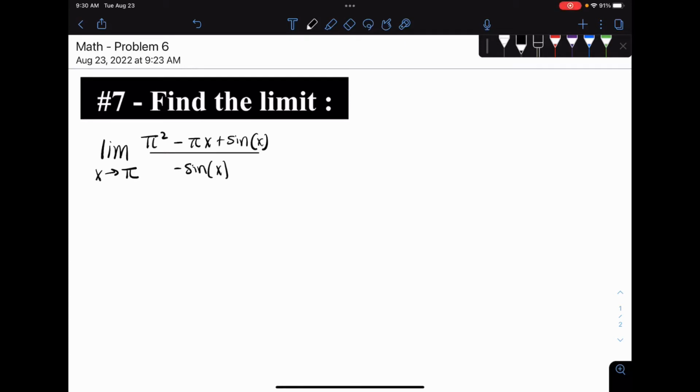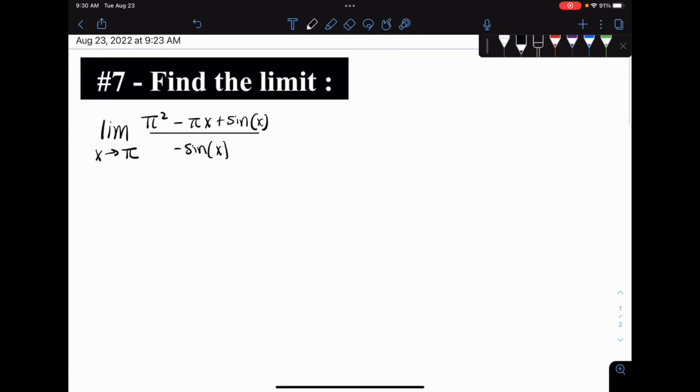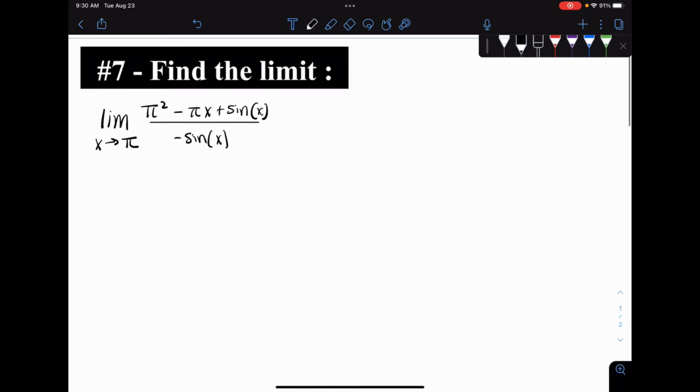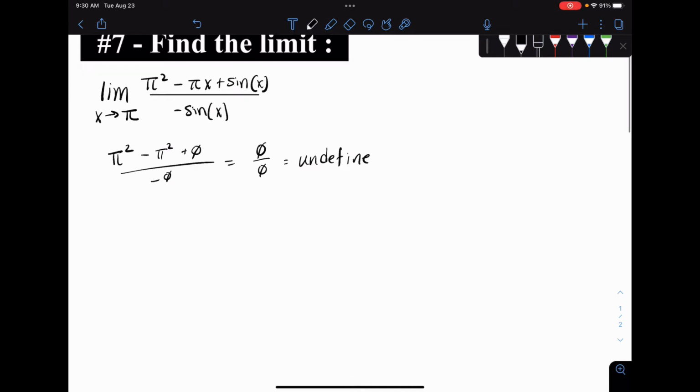Number 7 asks you to find the limit of this fraction as x approaches infinity. So if you just plug in, you can first check. You'll get pi squared minus pi squared plus 0 over negative 0, which pretty obviously equals 0 over 0, which is undefined. So the problem is asking you to use L'Hopital's rule, which is something you just need to know off the top of your head.